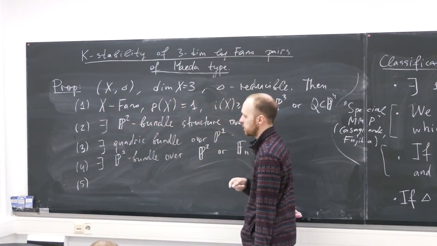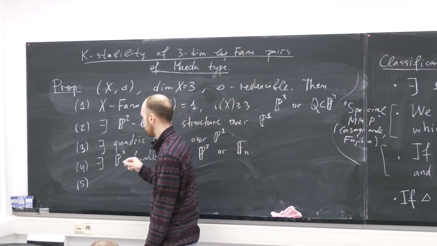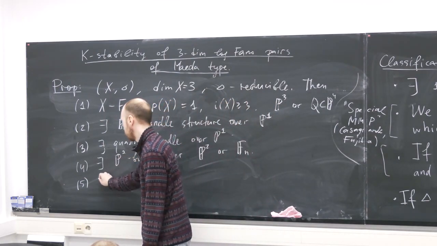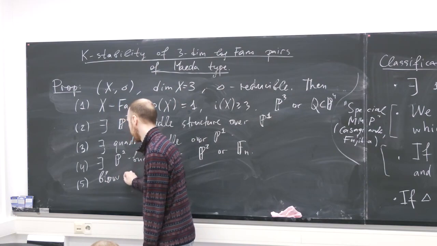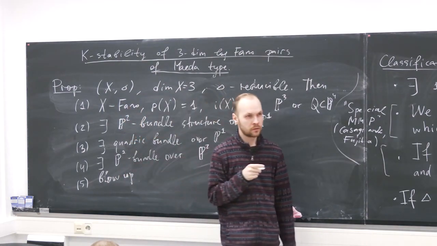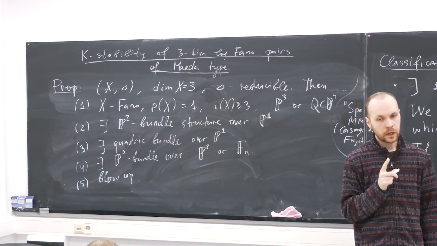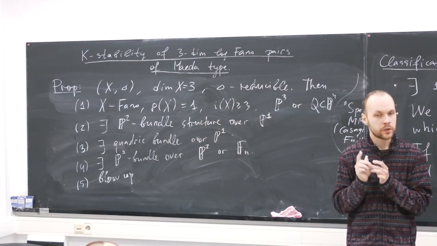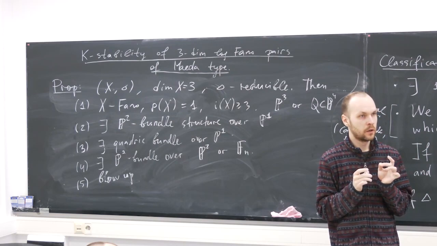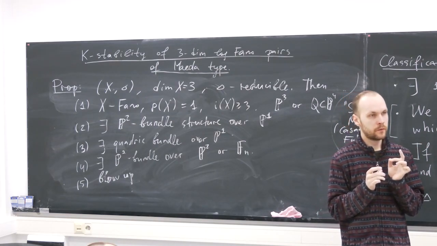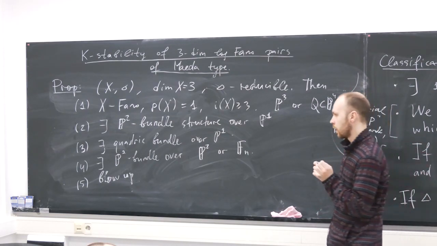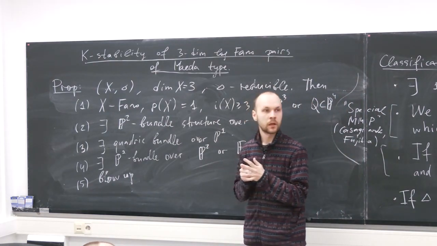The next possibility is that we have a blow up. But a P1 bundle over Fn is a quadric bundle over P1. Here I assume that all the structures are extremal, so this is not quite the same thing. The relative Picard number is 1. Yes, yes.